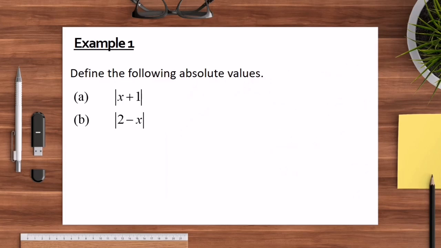Now, let's look at the solution for question B. We want to define absolute value of 2 minus x. Sama seperti question A, kita akan define question B, absolute value of 2 minus x. We follow the definition. And then the first one, we get 2 minus x if 2 minus x is more than or equal to 0. And then the second one is negative in bracket 2 minus x if 2 minus x is less than 0. Okay. Satu positif, satu negatif.